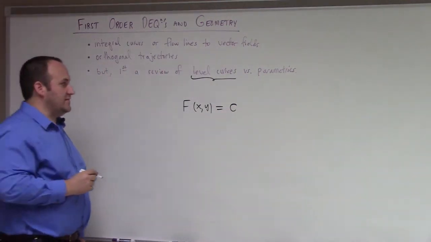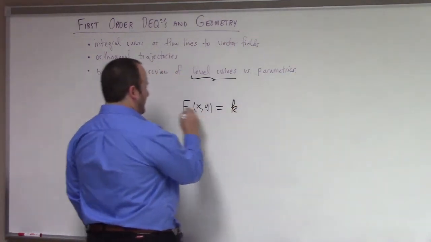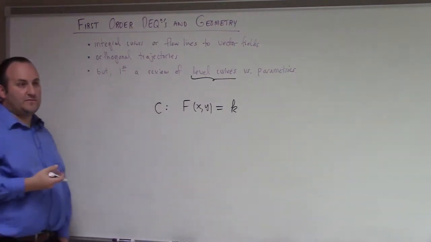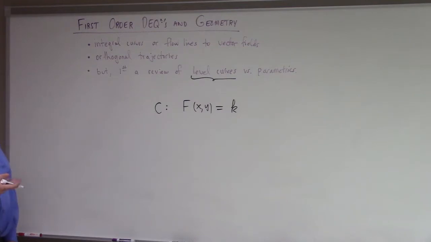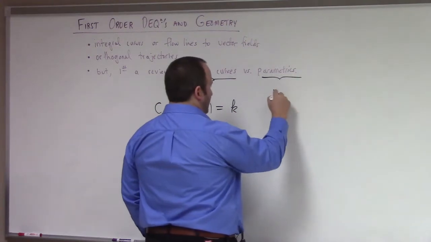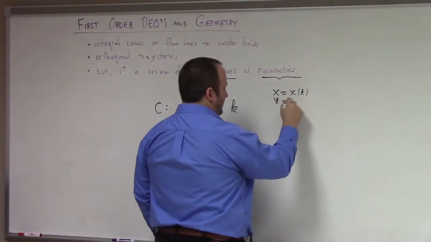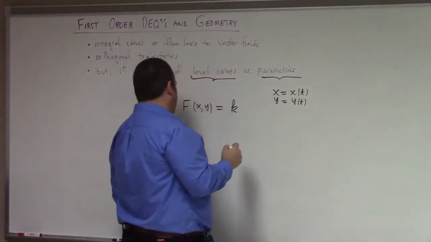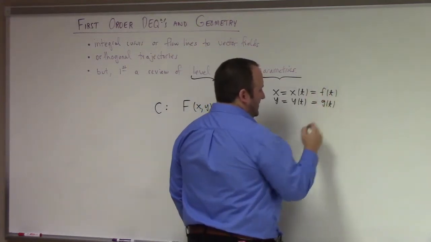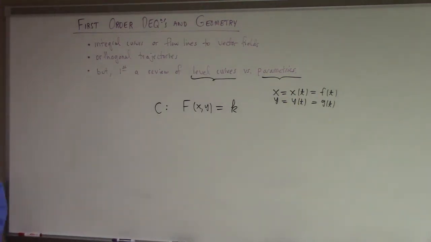What's a parameterization of a level curve? So let me call that constant k for the second and say that this is the curve C. Suppose C is the solution set to this equation. That's a level curve, right? It's the level k curve with the level function f. A parameterization of the same curve would be something like what? We get x equals x of t and y equals y of t. Some calculus books might call these little f of t and little g of t, but I'm going to be lazy and just say that x of t is the formula for x and y of t is the formula for y.